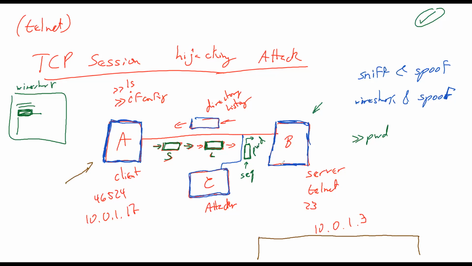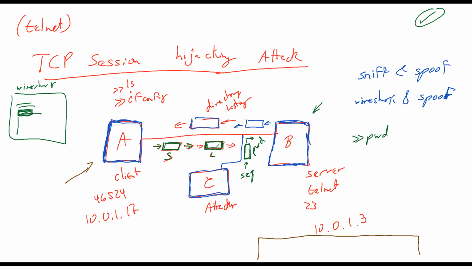So you insert pwd on the server here as the attacker, and then remember that the server does not reply back to you, right? The server will never reply back to you because it doesn't even know you, and it doesn't have a secure session with you. So the server will only reply back to A.